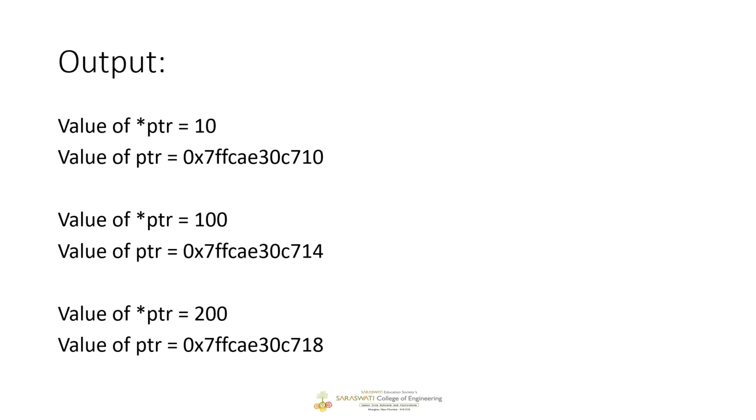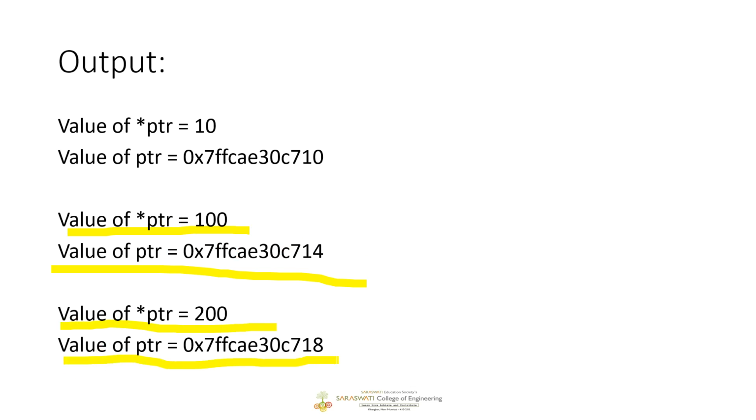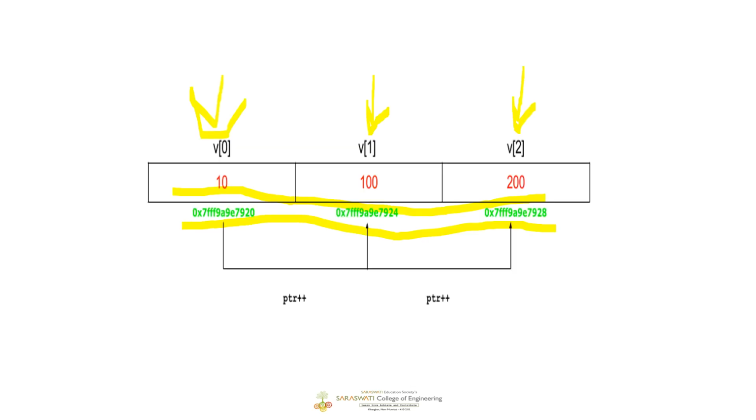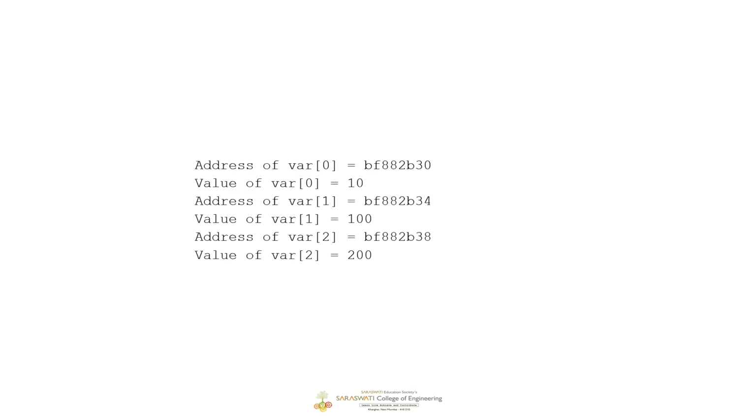Next, the first address is printed over here. The second value is printed over here, and the second address is printed. Over here the third value is printed and the third address is printed. The third value, remember, was 200, and let's check the address. The last three digits of the address are 718. So the third address gets printed.